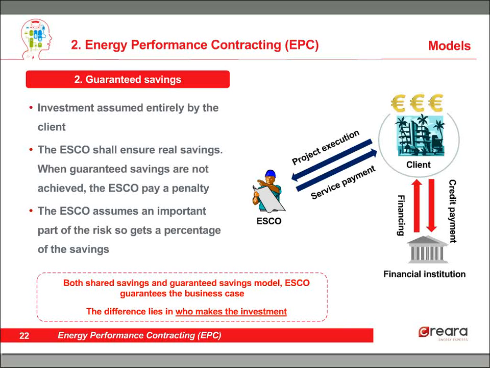Okay. Basically, this comment we have at the bottom is pretty important. In both models, both shared savings and guaranteed savings, the ESCO is going to generate and guarantee the business case. But the main difference is who is making the investment.